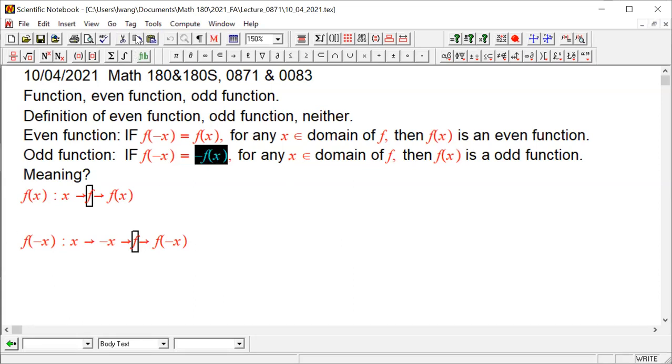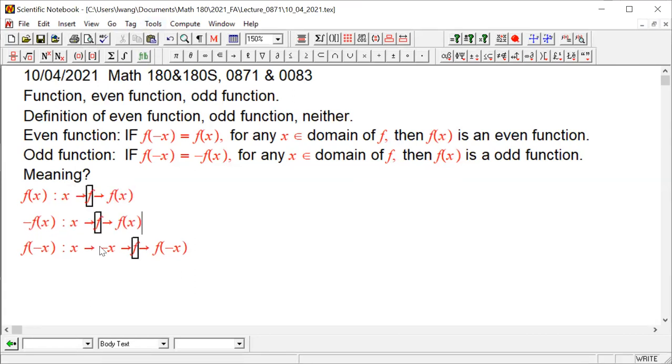How about the negative of f of x? The negative of f of x is basically saying, okay, I'm going to take an input and I get the output, right? So I'm going to process f of x first, and then I'm going to get the negative, the opposite of the output. You see the difference? So f of negative x means the input is negated, the opposite of the input. And the other one is the opposite of the output for the same input.